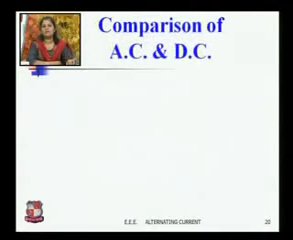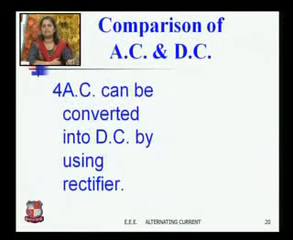Now the next point for a comparison is that AC can be converted into DC by using a rectifier. As we know, a rectifier is nothing but a combination of semiconductor diodes. A diode is a semiconductor device, and the characteristic of a diode is that it will conduct in forward bias condition and it will not conduct during reverse bias condition.